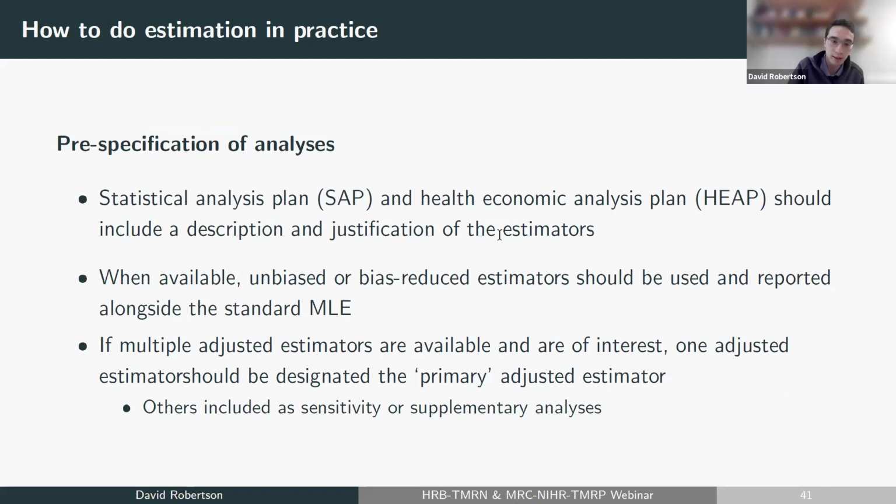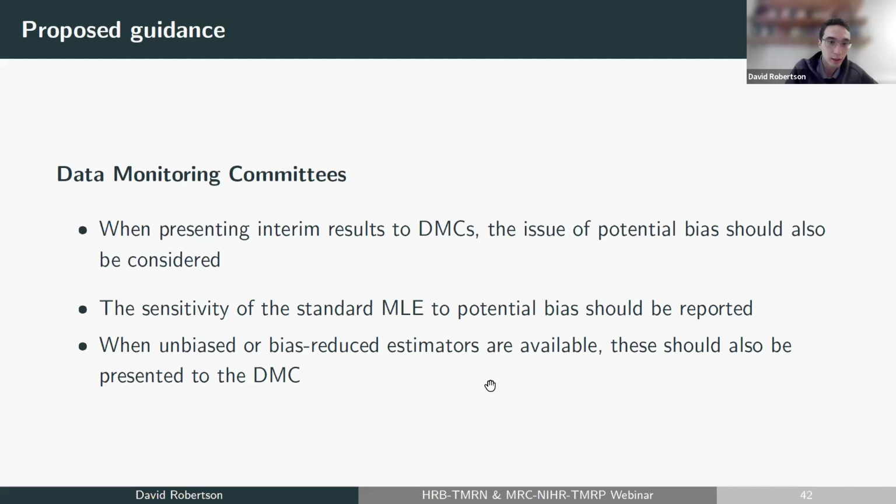Analyses should be pre-specified, and from regulatory guidance, I think it's quite clear that unbiased or bias-reduced estimators should be used when available. But of course, we don't want to just report loads of estimators and pick the best one. We want to pre-specify which estimator should be our primary one. As well, when reporting data to data monitoring committees or DSMBs, we also want to think about presenting sensitivity to bias for the standard MLE, and about which estimators we want to present.